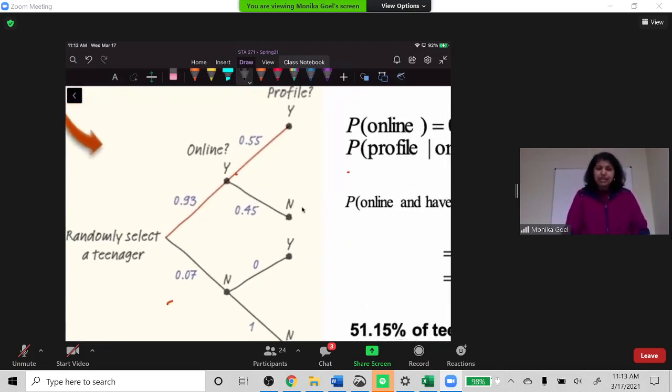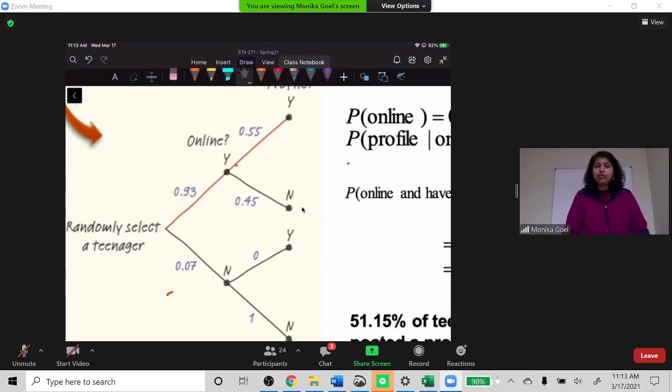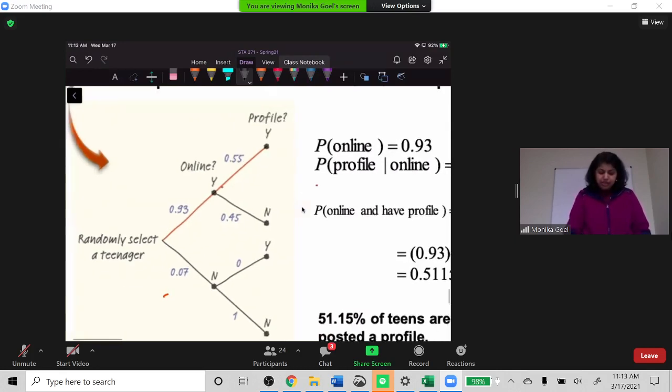So let's see first, this is the tree diagram. How do we interpret this tree diagram? We discussed it in the last class, but last class we had so many internet issues, so I'm going over everything again. So as we look at this tree diagram, it says that a randomly selected teenager, and let's just read what information we have.